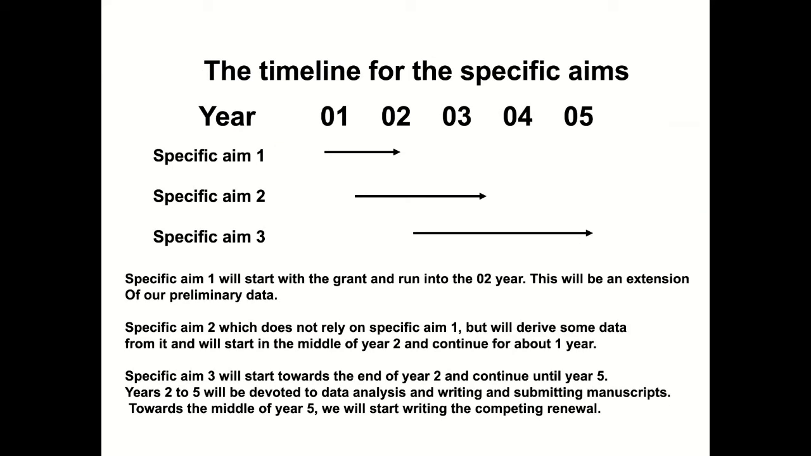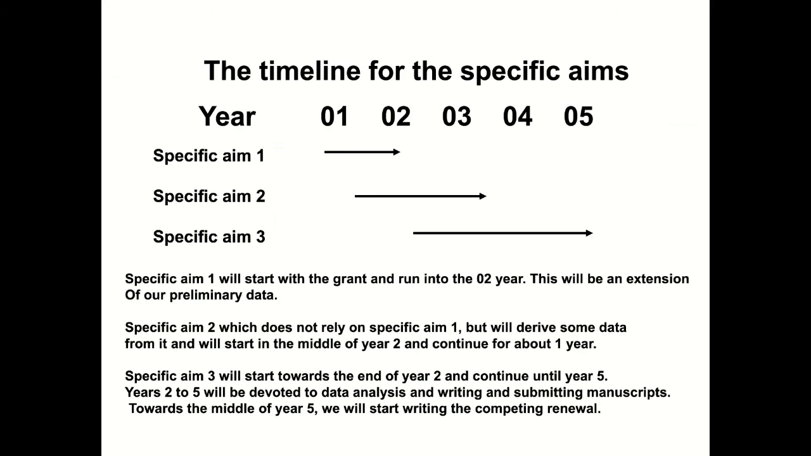Specific aim 1 will start with the grant and run into year 2. This will be an extension of our preliminary data. Specific aim 2, which does not rely on specific aim 1, but will derive some data from it, will start in the middle of year 2 and continue for about 1 year. You want to emphasize, by the way, that your second specific aim does not rely on your first specific aim. You don't want a situation where if aim 1 doesn't work, then the whole grant will fail.